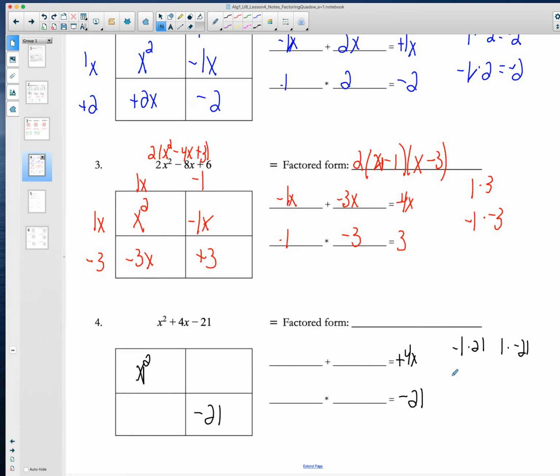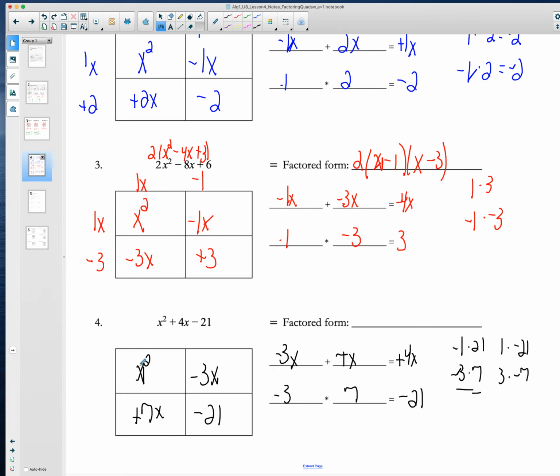My next set of factors would be negative 3 times 7, or 3 times negative 7. Now when I add these, notice negative 3 plus 7 is a positive 4, versus 3 plus negative 7 is negative 4. So this is the combination that I want. Negative 3 times 7 is definitely negative 21, and negative 3x plus 7x is a positive 4x. I'm going to put the negative 3x in this box and the positive 7x here.